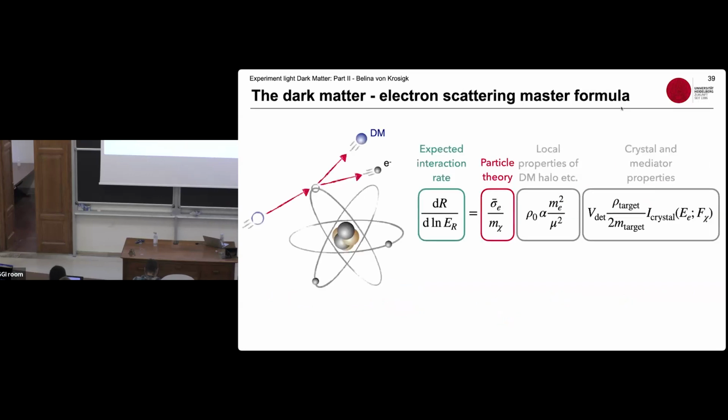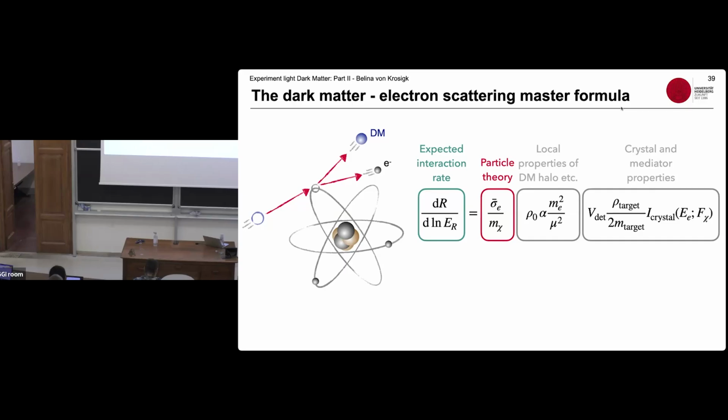Now, similar to the dark matter nuclear scattering, here's also a master formula for the dark matter electron scattering. And again, this is what we are trying to measure, the expected interaction rate. This is the theory that we want to probe, so the cross-section of this interaction and the dark matter mass. The halo properties we have to take into account as well. So the same story as with dark matter nuclear scattering, depending on the velocity distribution and the density that you have, your rate scales with that.